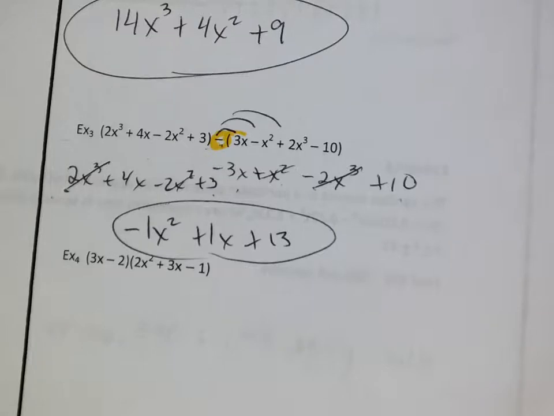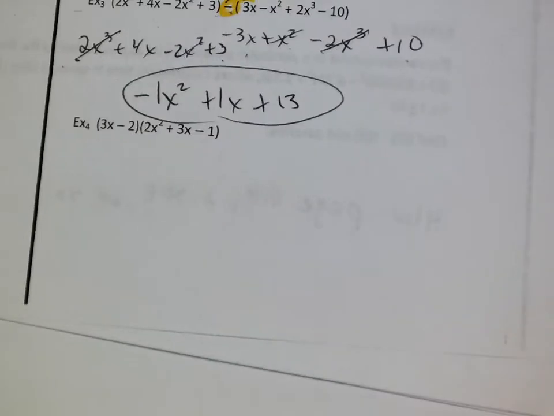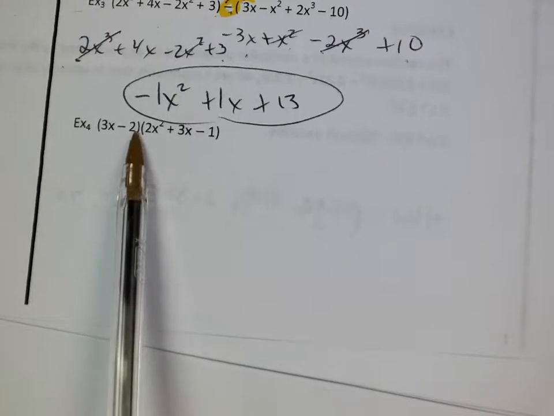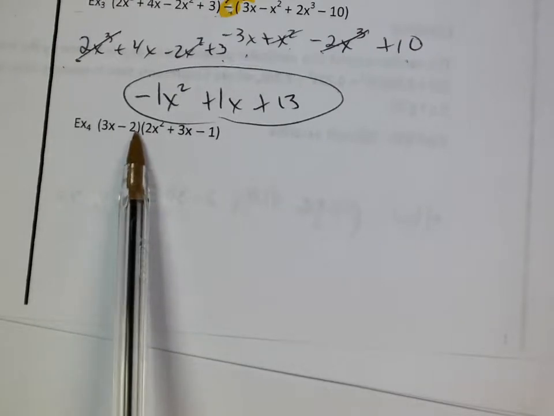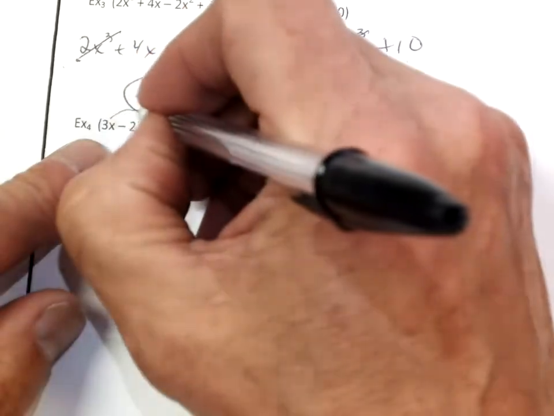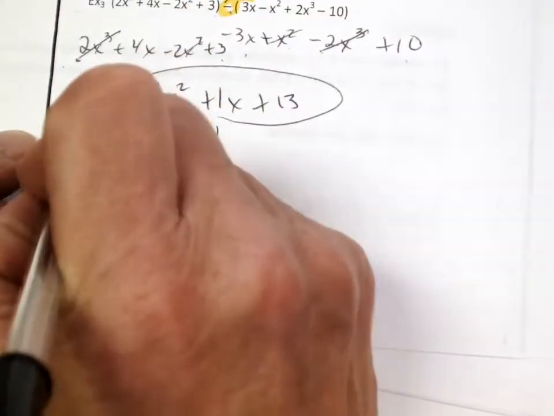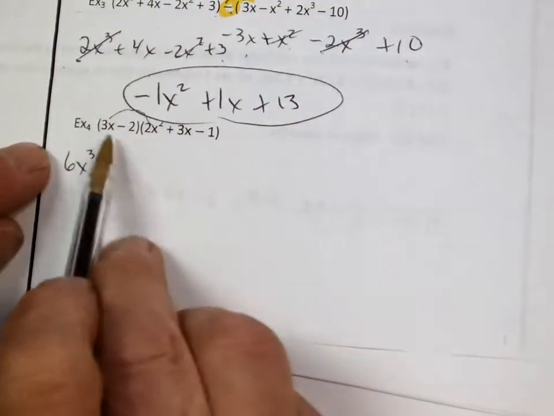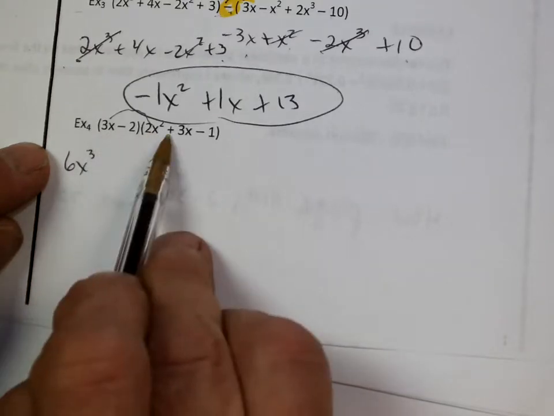Okay, we're good. Now, how about number 4? I don't see a plus or a minus between them, so what do we have to do? We get a times. We do have times. This is the one you're not going to like. Follow the way I do it, though, and it's going to help, okay? Okay, 3x times 2x squared is that? 6x cubed. You okay with that? You guys okay with the 6x cubed?